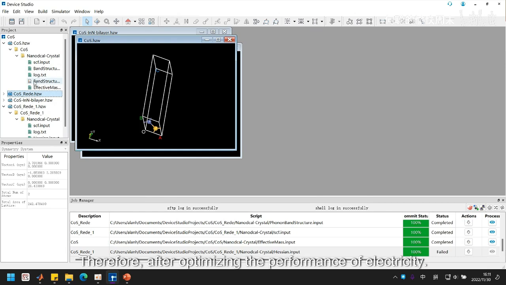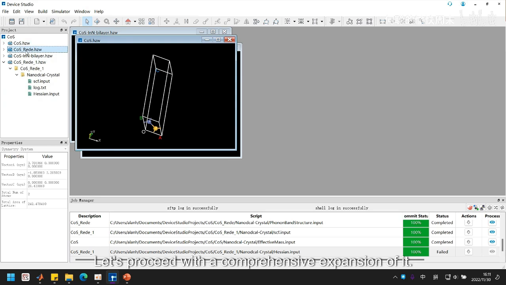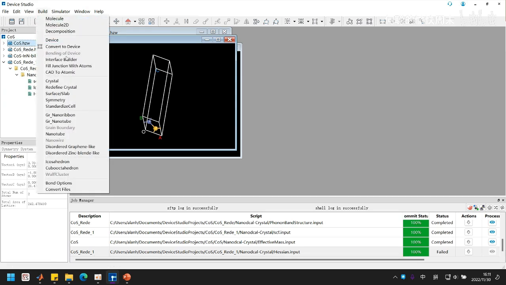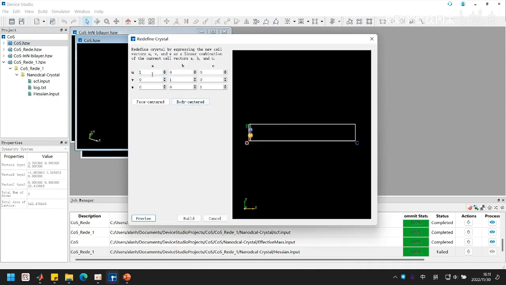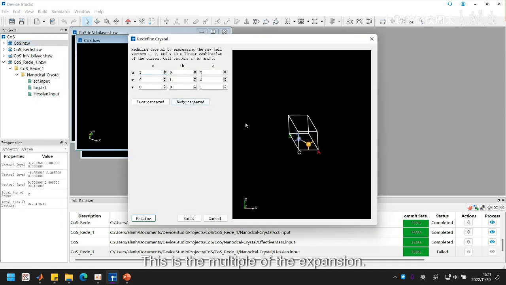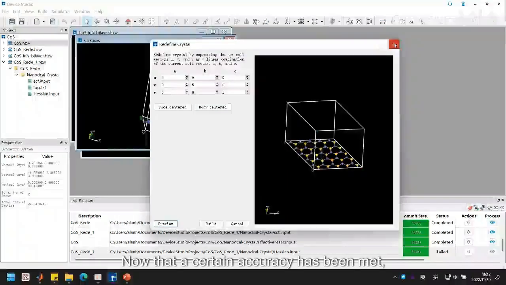Therefore, after optimizing the electrical performance, let's proceed with a supercell expansion. The expansion operation is the same: just click this redefine crystal. This is the multiple of the expansion. Now that a certain accuracy has been met, there is no need to expand to a larger supercell.